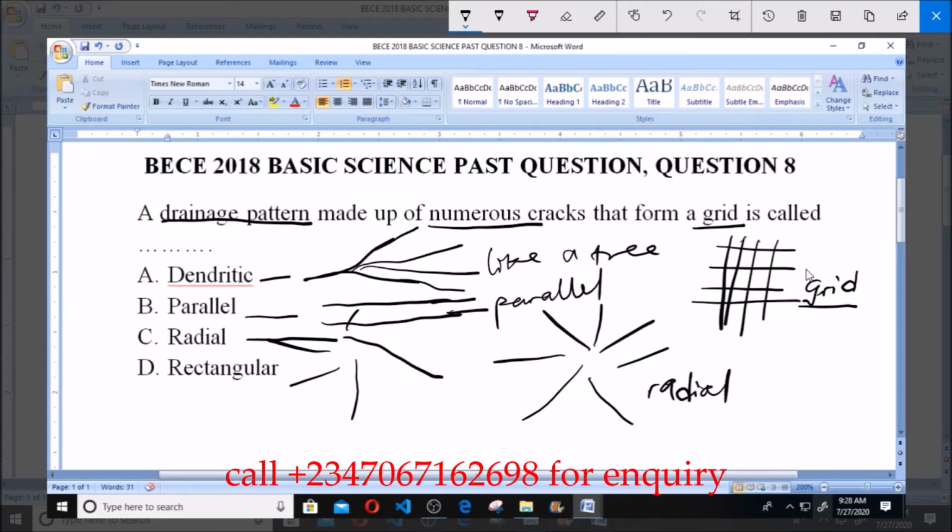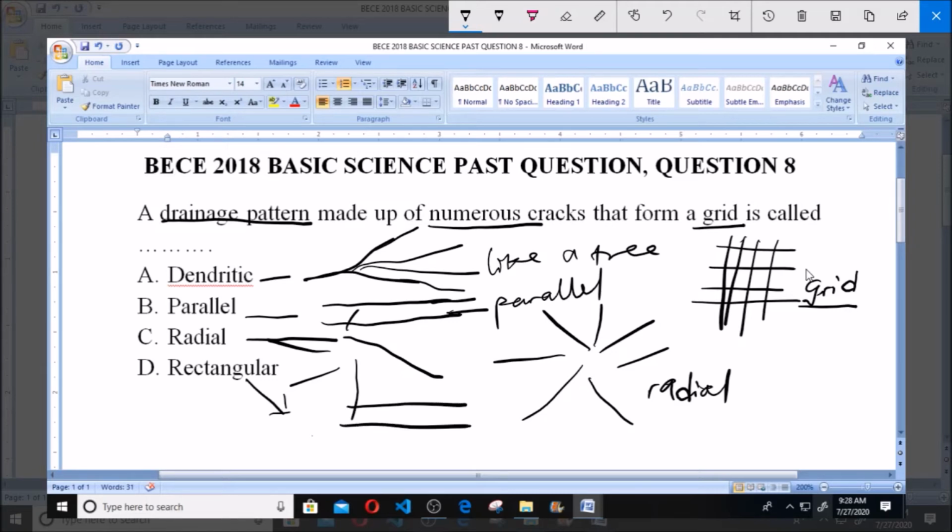Then now D says rectangular. Rectangular is also a drainage pattern, and in this rectangular drainage pattern, the numerous cracks are in form of a grid. You have it like this, in form of a grid, something like this. So this is the rectangular drainage pattern.